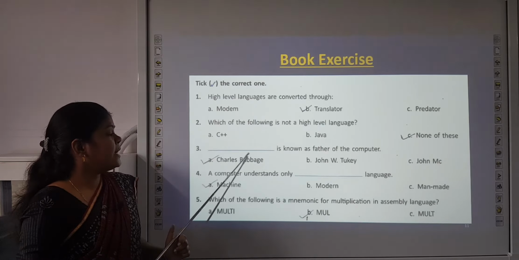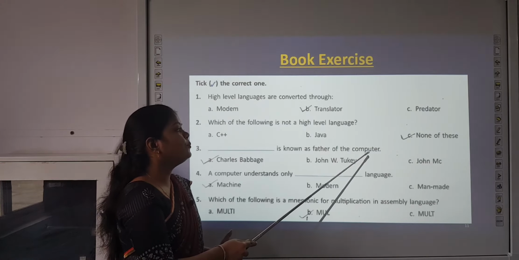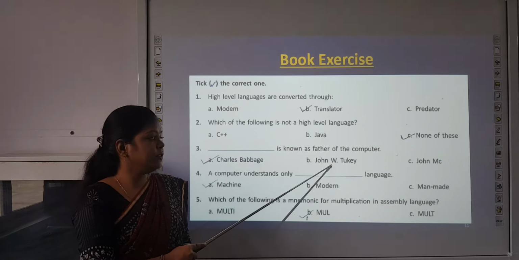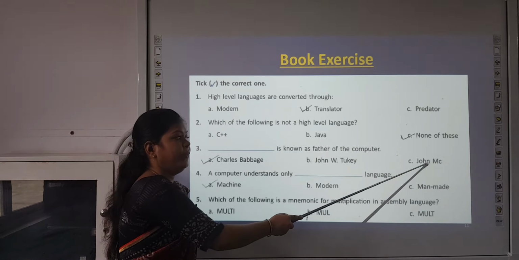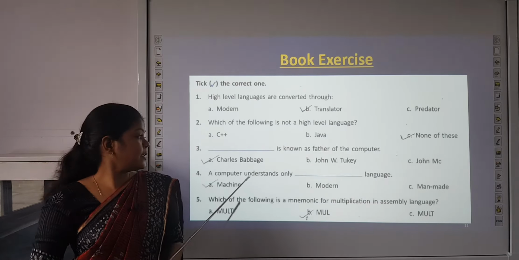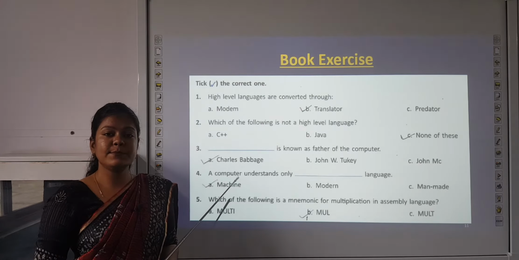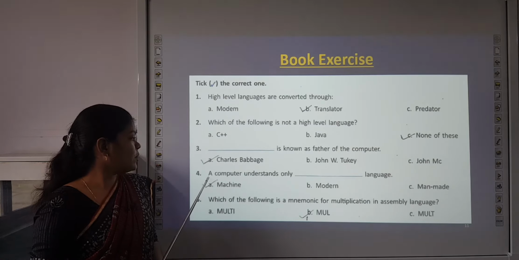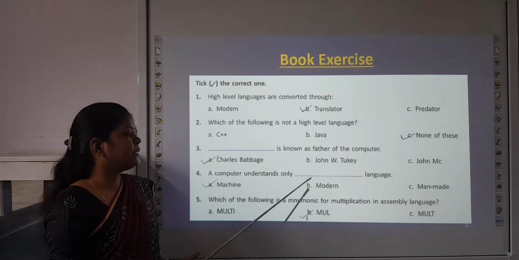Next, dash is known as the father of computer. The options are Charles Babbage, John W. Tukey and John Mack. So, our correct answer is Charles Babbage, because Charles Babbage is known as the father of computer.